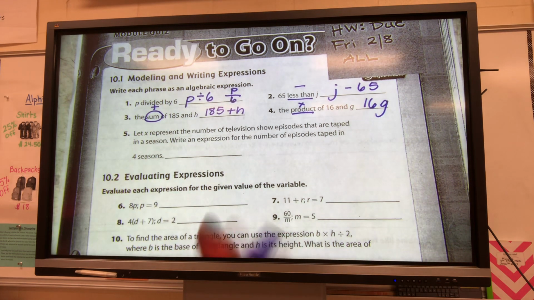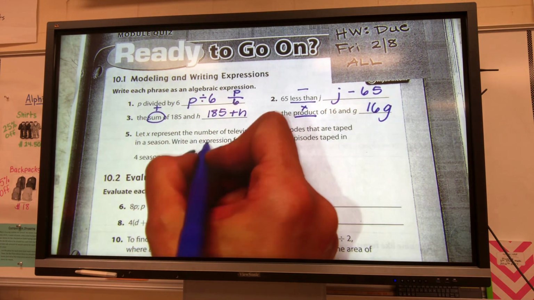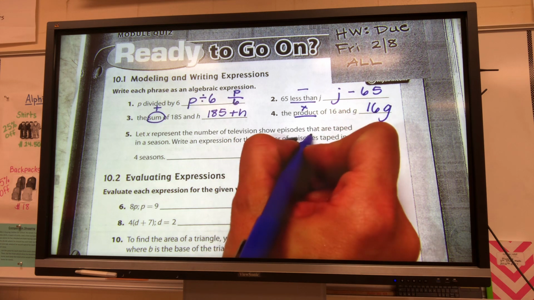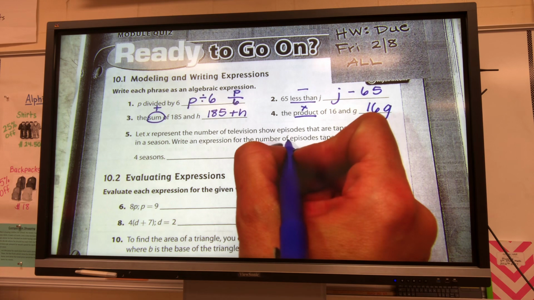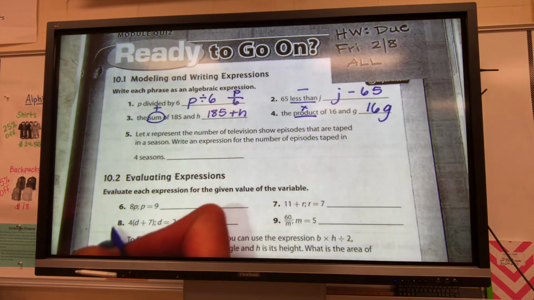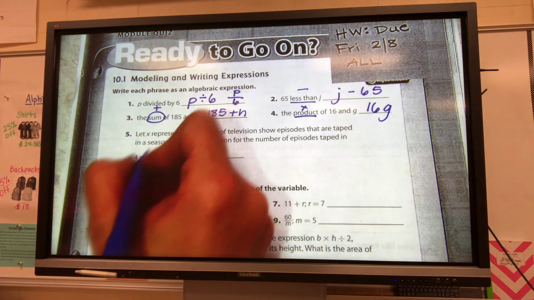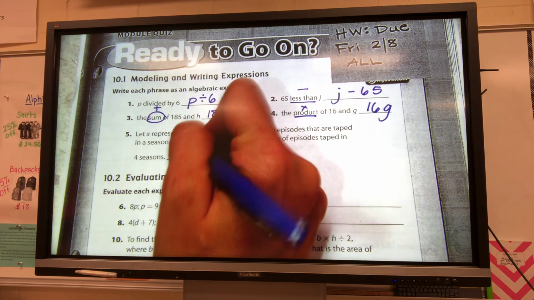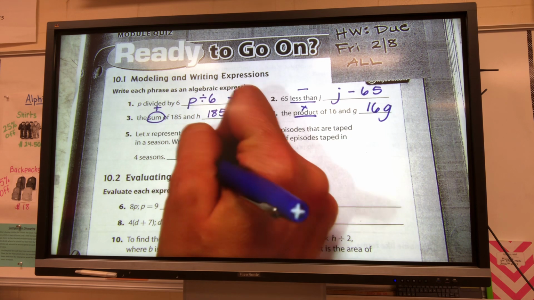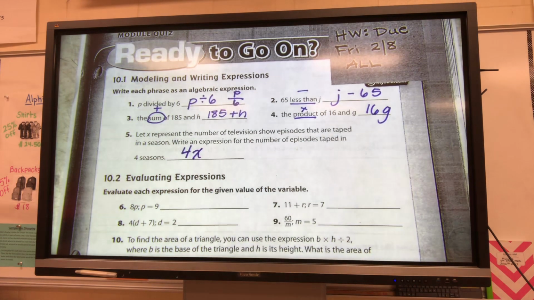For number 5, it says, let X represent the number of television show episodes that are taped in a season. Write an expression for the number of episodes taped in 4 seasons. So every single season has X. So for this problem, we should have 4X as our answer because we're multiplying. We're saying that X number of episodes are every season and we're going to have 4 seasons of that. So that answer is 4X.